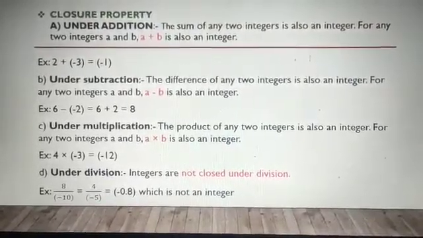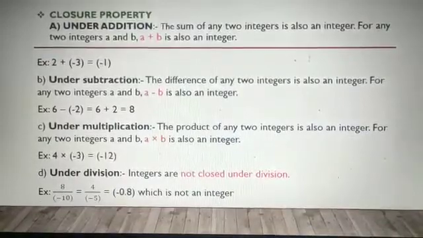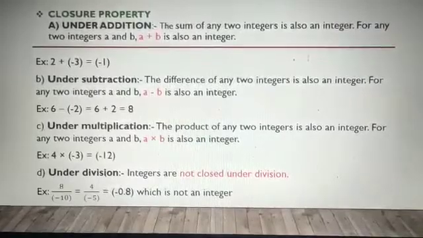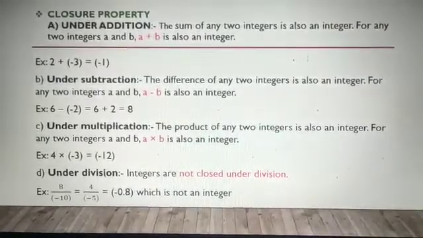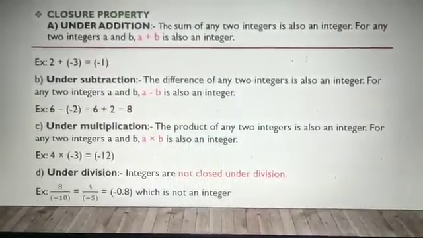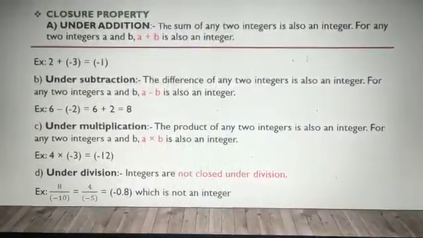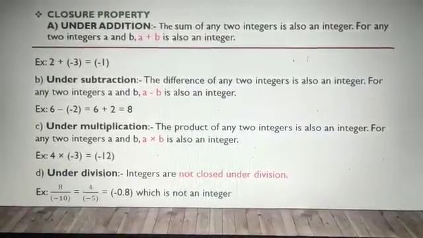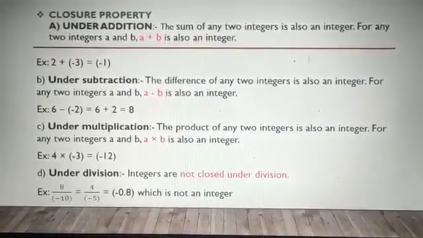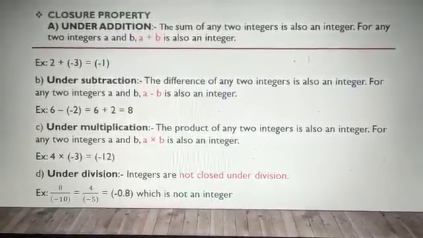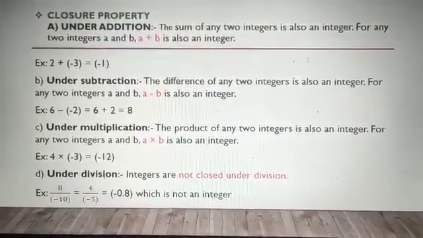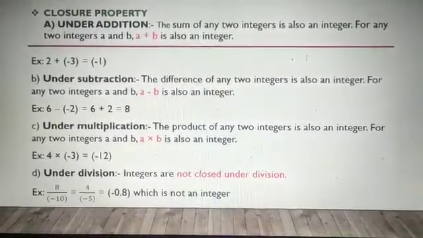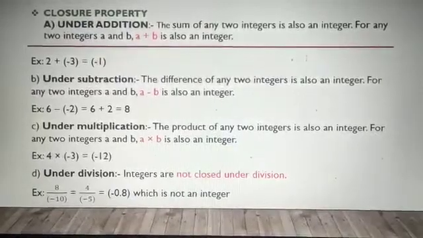Now under subtraction, the difference of any two integers is also an integer. For any two integers a and b, a minus b is also an integer. For example, 6 minus minus 2. Now we are having two integers, 6 and minus 2, and when we subtract them, the answer is 8, which is again an integer.